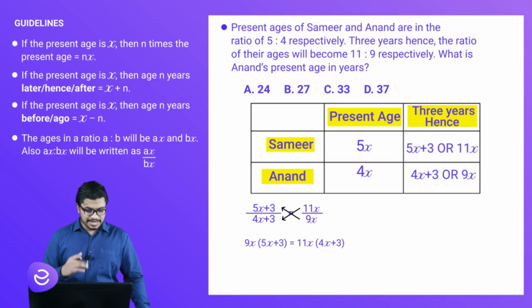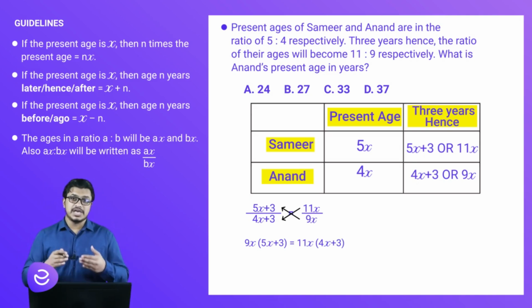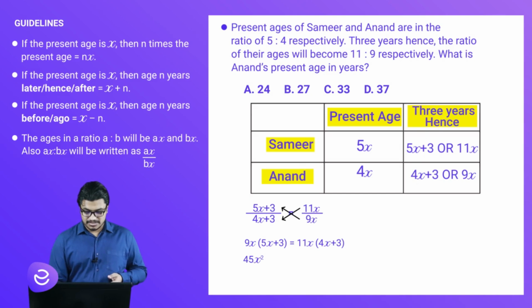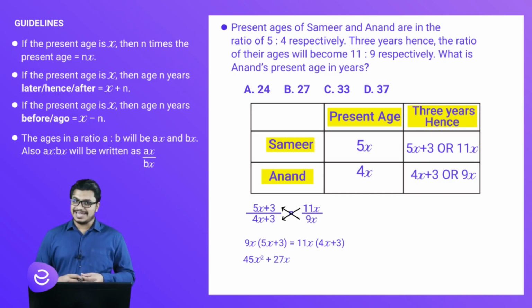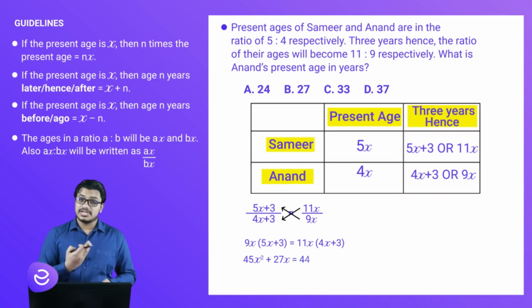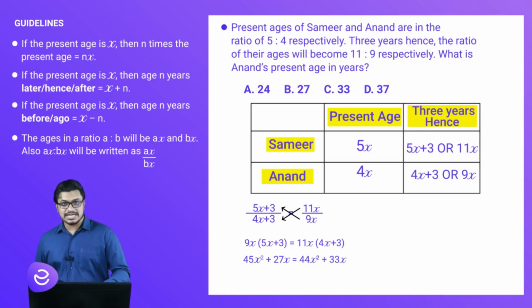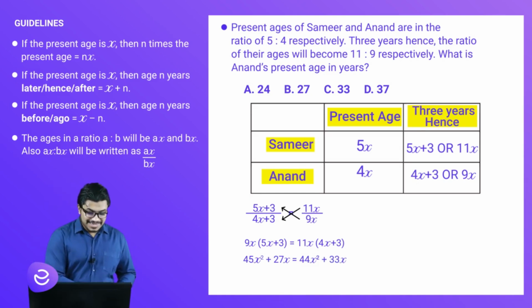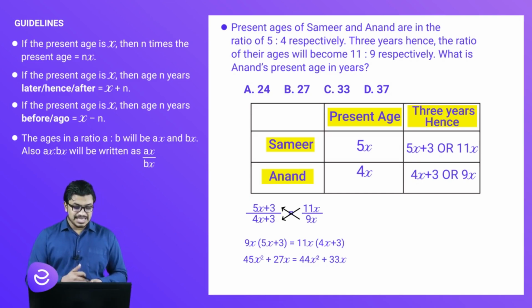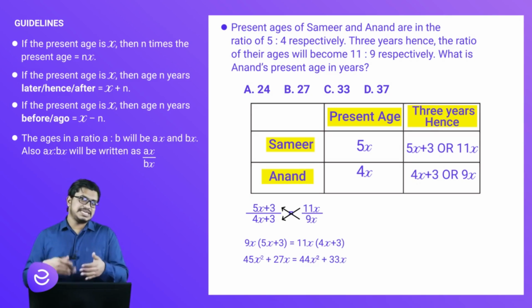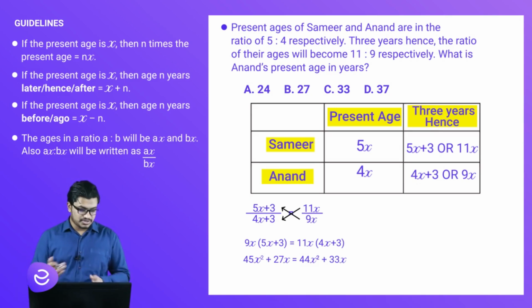So, we will remove the brackets. When we remove the brackets, we will get 9x into 5x, which is 45x square. So, we will get 45x square plus 27x equals 11x into 4x, which is 44x square plus 33x. So, we will get a line like that, 45x square plus 27x equals 44x square plus 33x. Don't get tensed by seeing the x squares and the x's, it will all come together, don't worry.